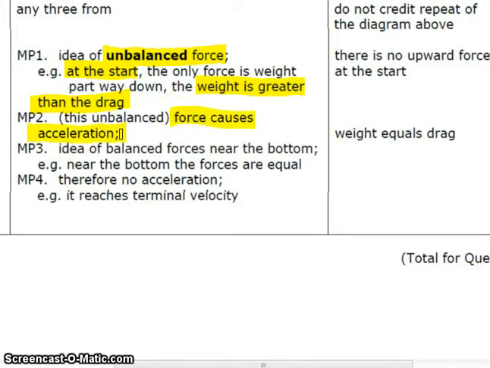So our resultant force causes acceleration, basically from our F equals ma: if we've got an unbalanced force, we will also have an acceleration. Now, later on, near the bottom, we're going to have balanced forces, or the forces are equal. So if you've stated that later on the forces are balanced, you'll get a mark, and that if the forces are balanced, there is no acceleration. Any of those 4 points are going to give a mark.